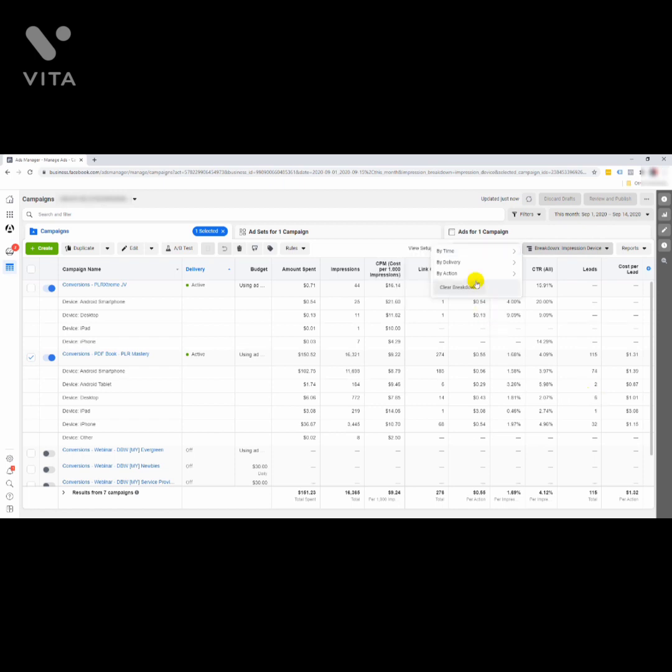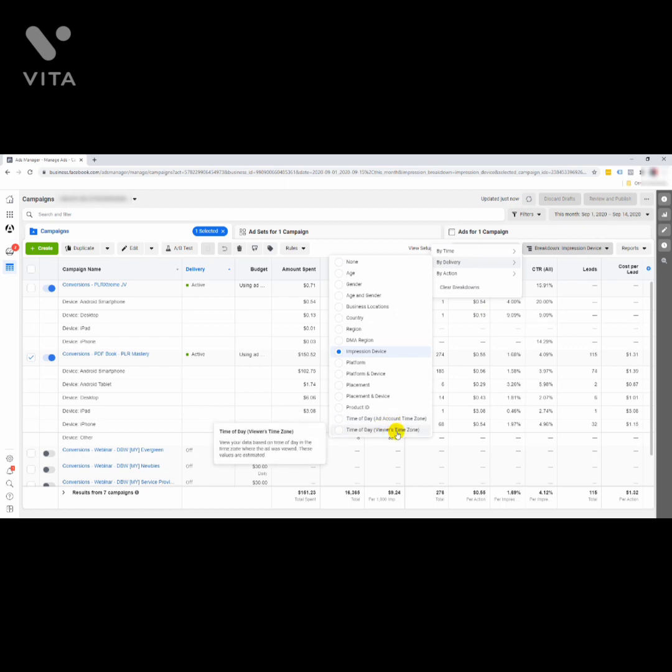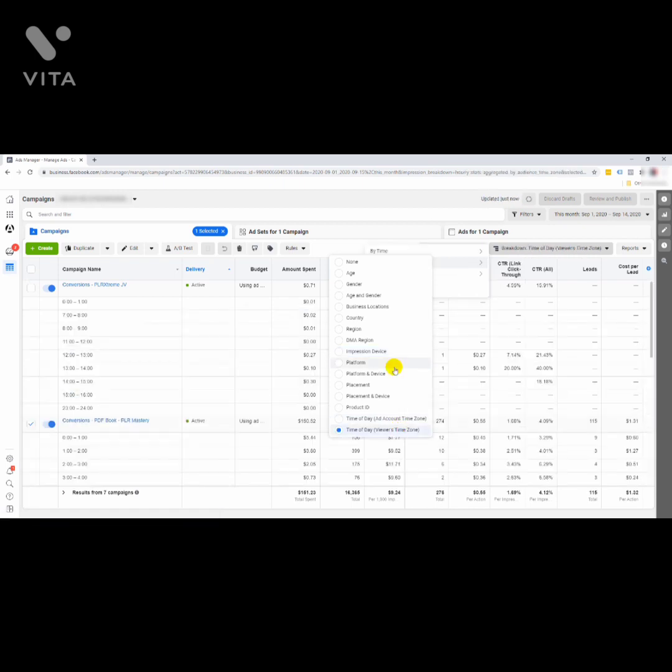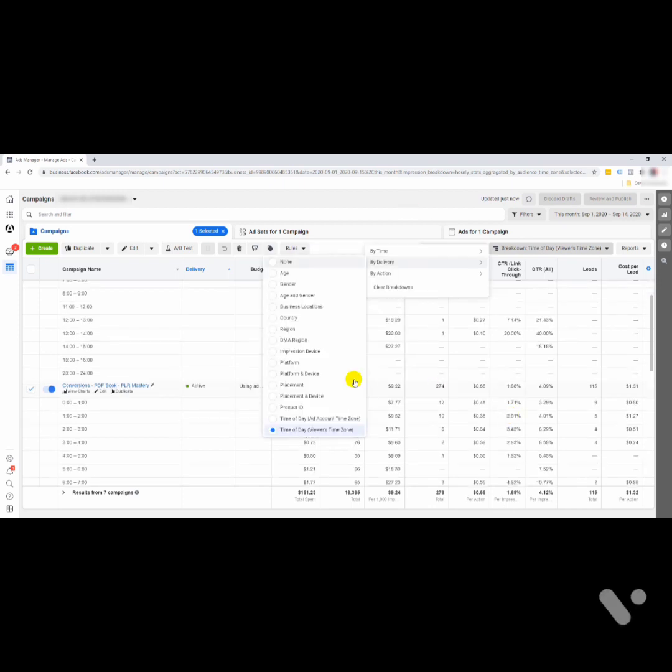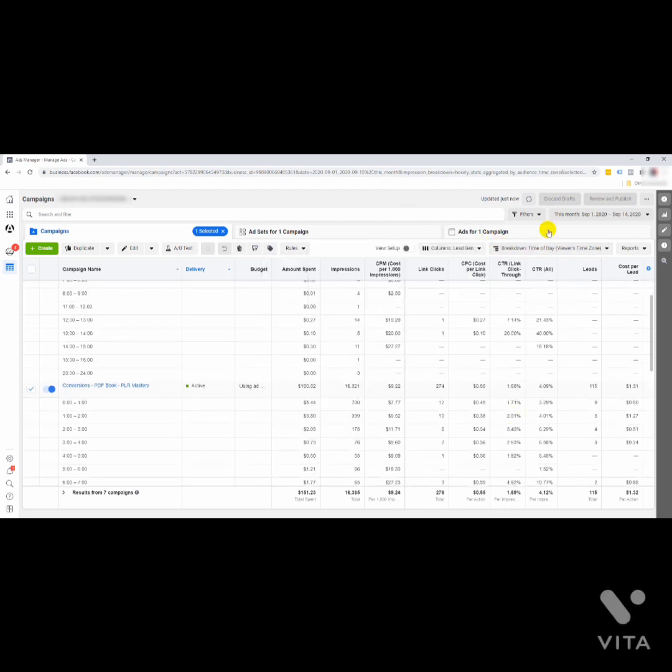Okay, and I think another thing we can take a look at is time of the day. Now this is really up to you whether it's ad account time zone or viewer's time zone. Normally, if you're viewing for the same time zone, that's okay, but maybe we take a look at time of the day according to the viewer's time zone, assuming you are targeting multiple countries. And this is a good indicator of when your target market is usually active in the day.